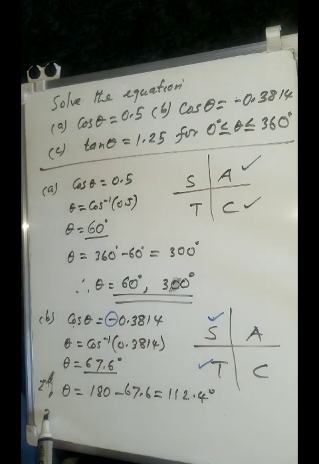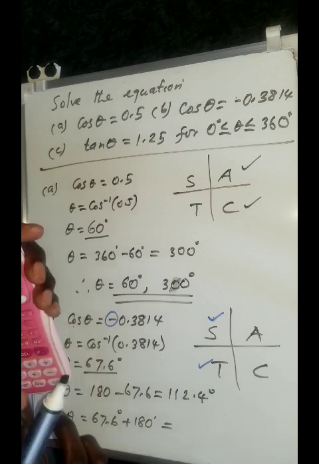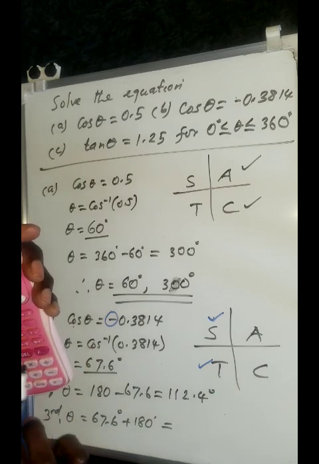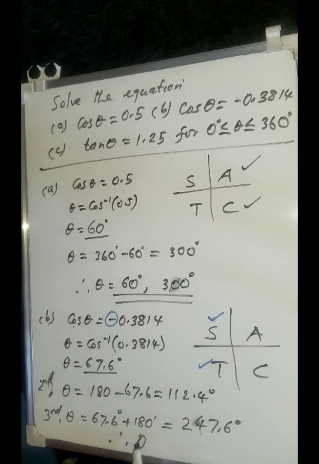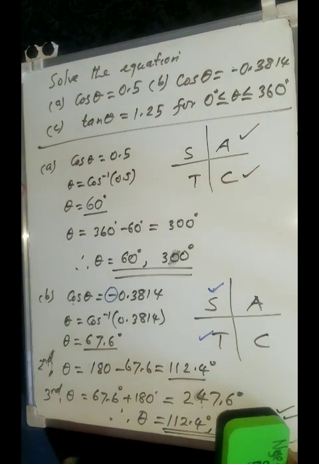How do I get the angle in the third quadrant? It is simply the angle we got in the first quadrant, which is 67.6, plus 180 degrees. So that is going to be 67.6 plus 180, which will give us 247.6 degrees. Therefore, the angles of my solution will be 112.4 degrees and 247.6 degrees. So these are the solutions that I have there. So that's the way you can simply go about answering such questions.